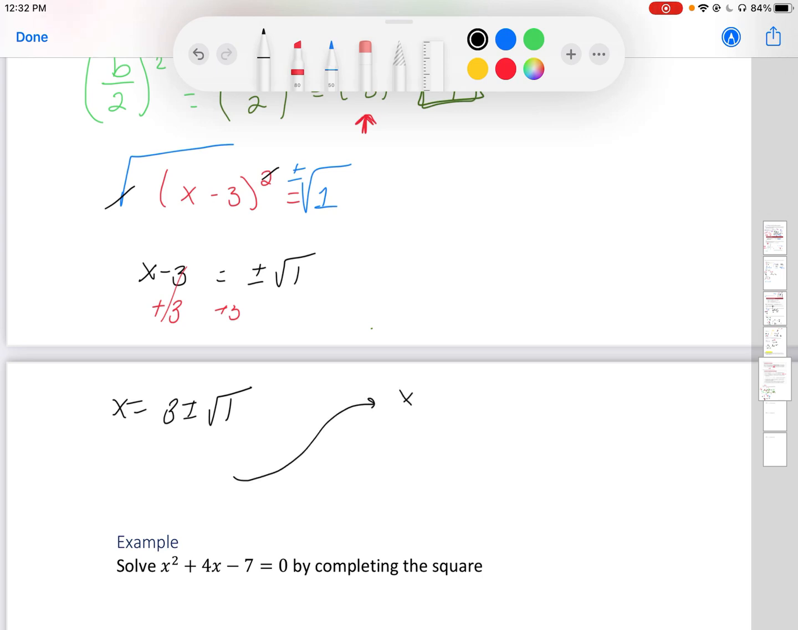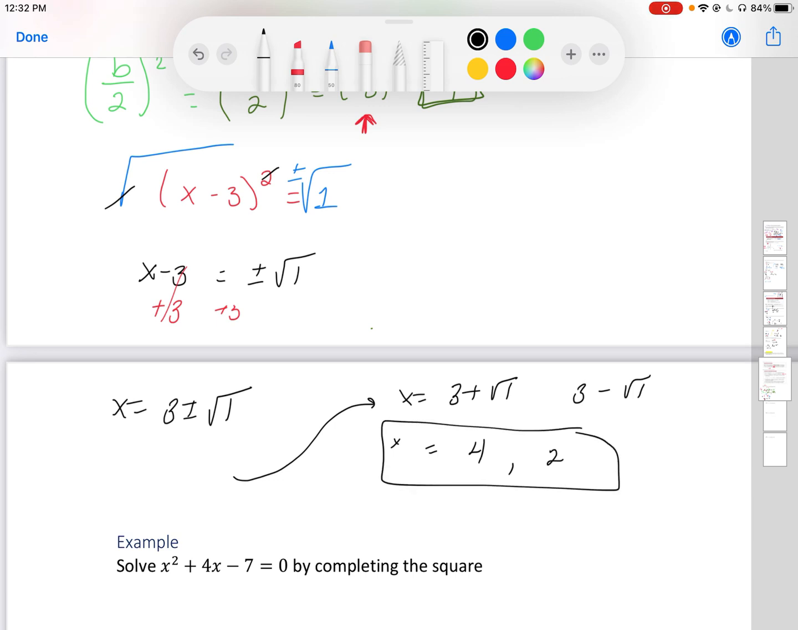So I get x is equal to 3 plus square root of 1 and 3 minus square root of 1. All right, well the square root of 1 is just 1. So 3 plus 1 is 4, 3 minus 1 is 2. So these are our answers.